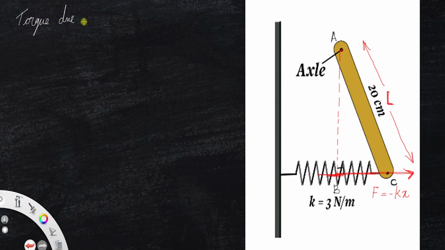This is 90. So let's take the torque due to the spring force about this point A, the axle at the point A. So torque always acts about a point. So torque due to spring force about A is equal to this force. We can represent that as torque due to spring force, tau S, is equal to force F into this distance AB.